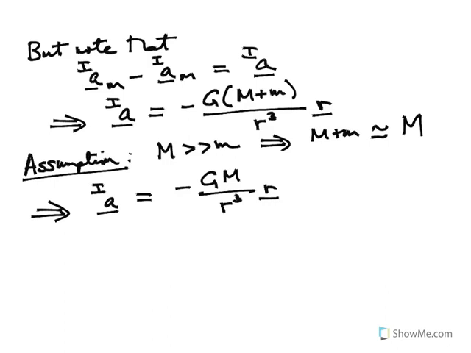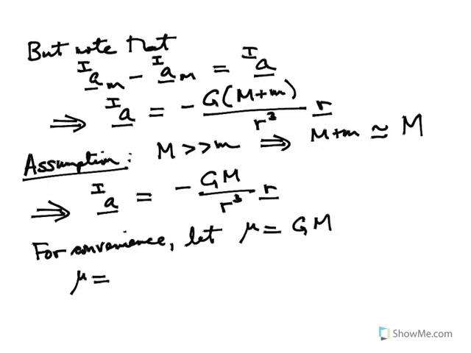Now for convenience, this is purely a convenience thing, but it actually turns out to be extremely useful in spaceflight mechanics. We make the following substitution. We say let mu equal G times M. This quantity mu is what's called the gravitational parameter. And of course, it depends on the planet, so it's called the gravitational parameter of the planet.